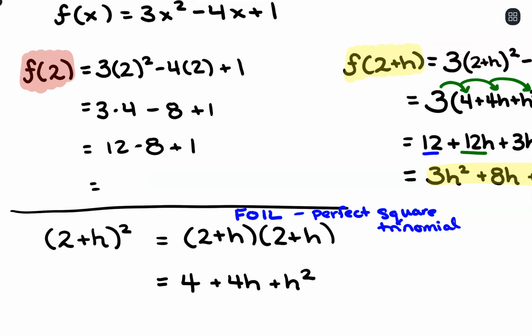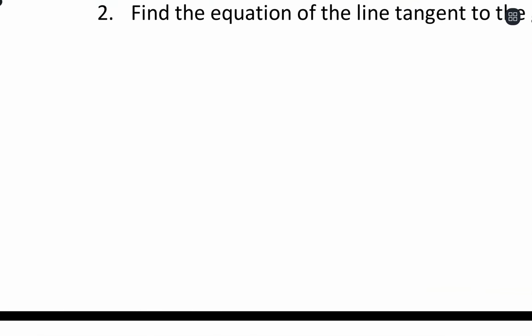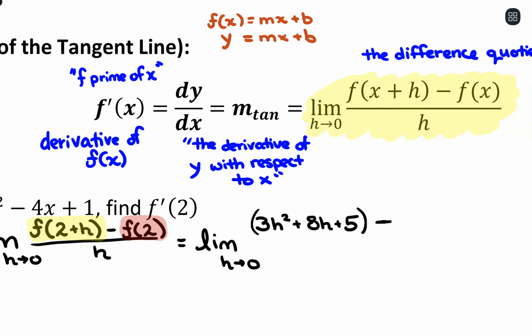So let's try that again. 12 minus 8 is 4, and then it's a plus 1 at the end, so that should be a 5. Okay, luckily caught it before we did too much more. So we're going to have a minus 5 here. I'm actually going to just drop those parentheses, and then we'll have all over h.